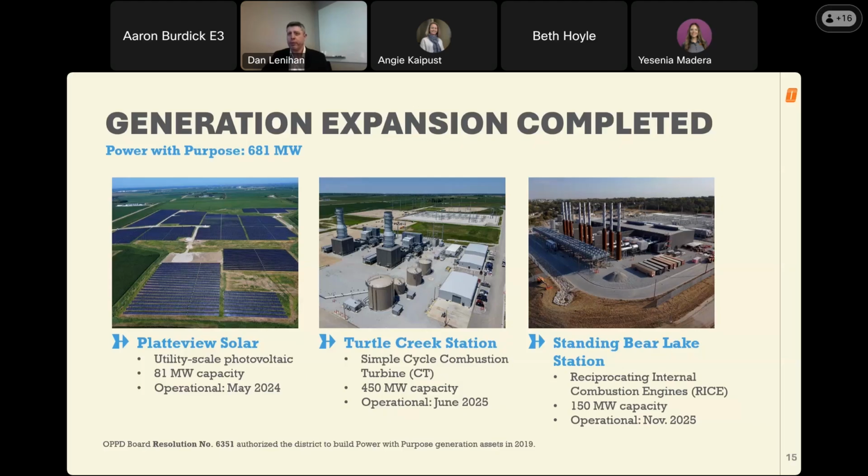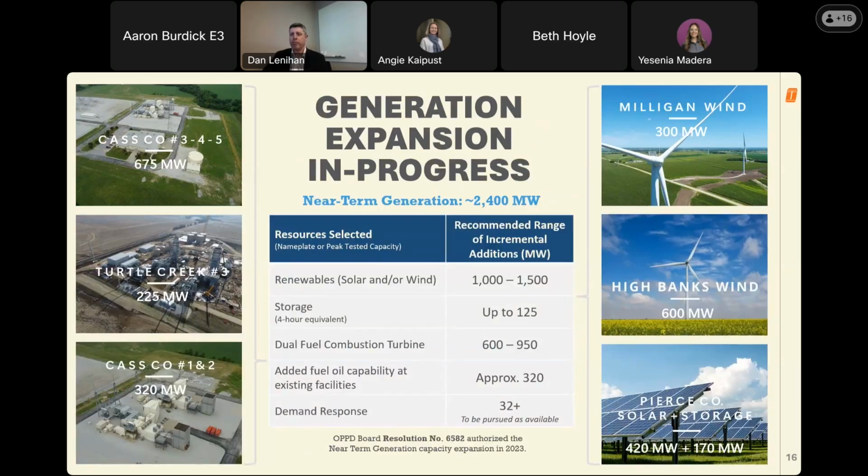And on the next slide, while we were constructing these power with purpose generation facilities, our electric demand growth dramatically increased. And there were some significant regulatory changes which required additional generation reserve margins be put in place regardless of load growth. So we initiated some of the biggest generation expansion plans in our history, which we titled the Near-Term Generation Plan. So this resulted in pursuing over 2,400 megawatts of new generation. That's 4 times the size of the power with purpose effort I just talked about on the previous slide.